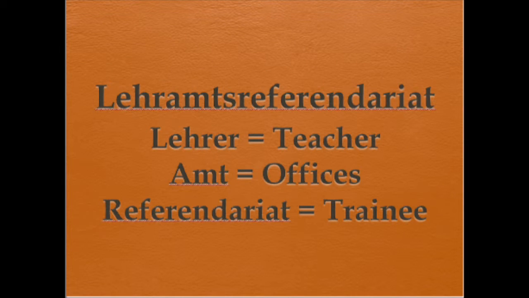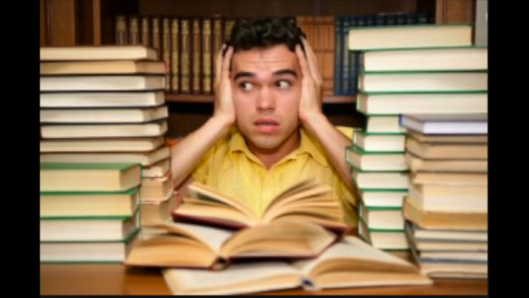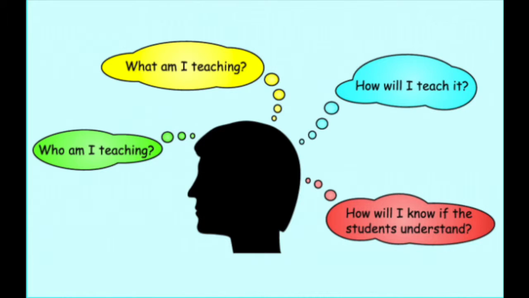The student teaching and exam process is called the Lehramtsreferendariat, which is actually 3 words. Lehr means teacher, Amt refers to the bureau or governing offices for teachers, and Referendariat translates directly as trainee. The goal of student-teacher training is to acquire the knowledge and skills necessary for qualified teaching. Two of the main focus areas of the student teaching process are stress management skills and lesson planning competency.